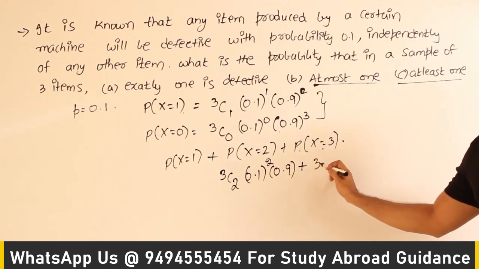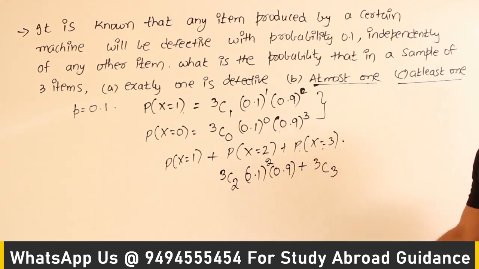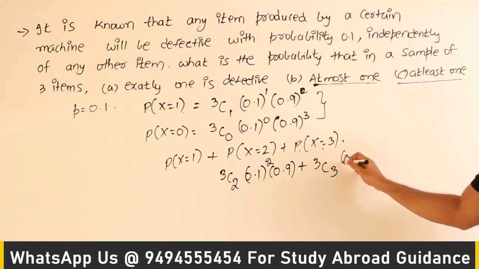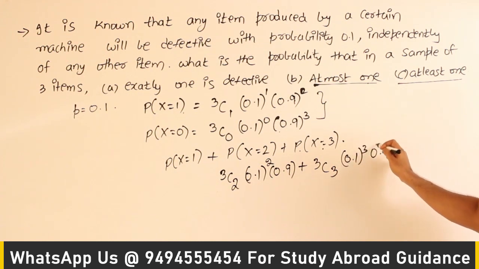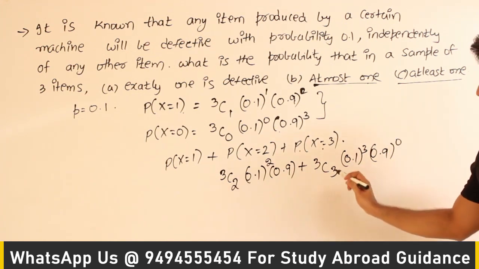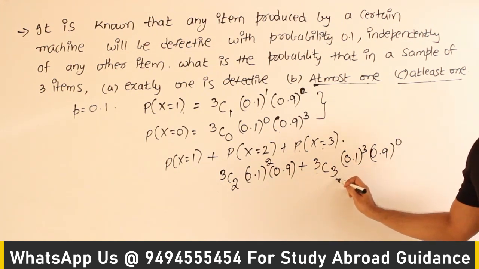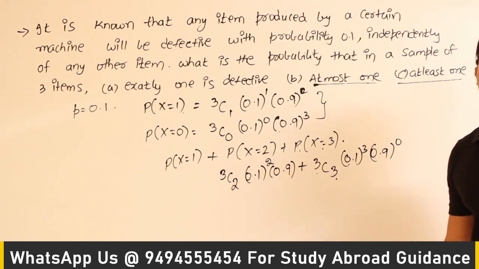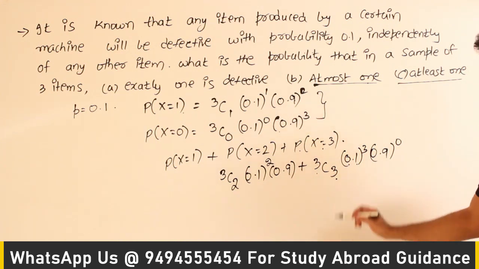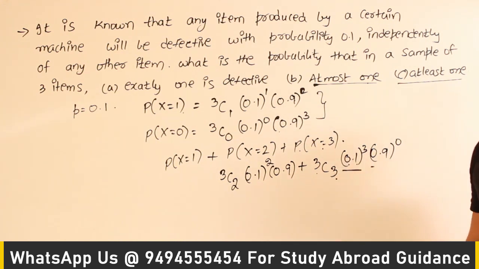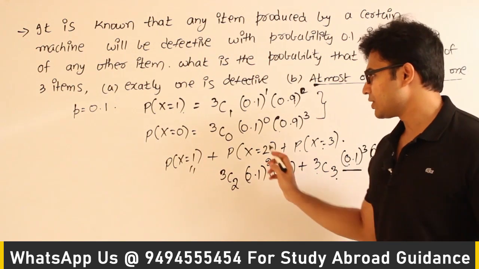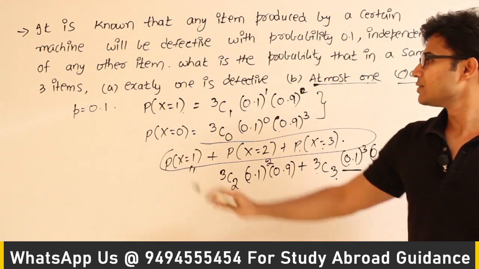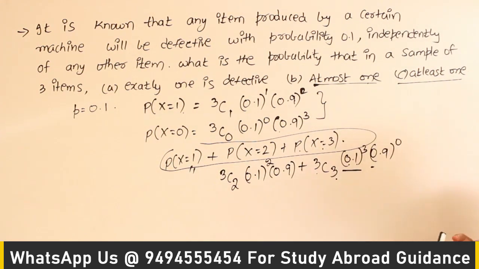Using the formula, you can write it as 3C3 into 0.1 power 3 into 0.9 power 0. Which is nothing but 0.1 power 3. Why? There are only 3 pieces, and all of them are going to be defective. Even by this formula you will eventually get 0.1 power 3. So you add this one plus these 2, and we get the answer. This is how we can apply the binomial random variable to solve these questions.